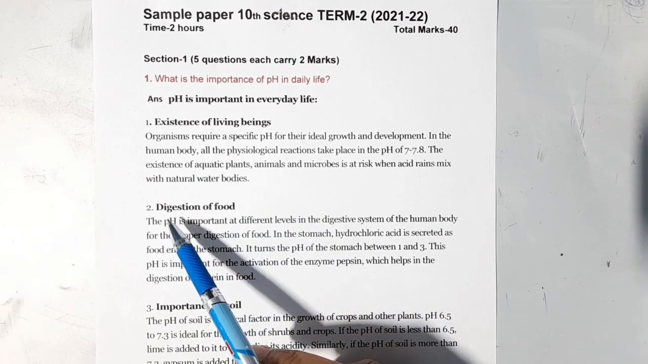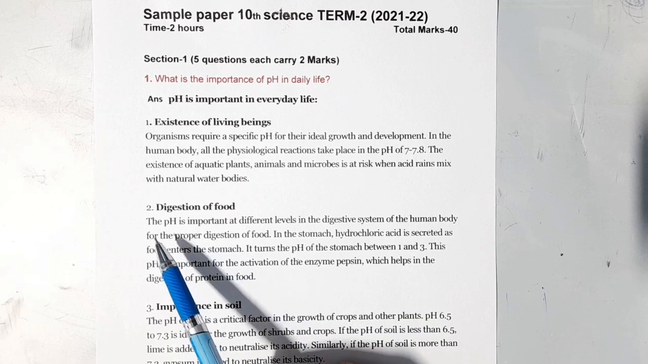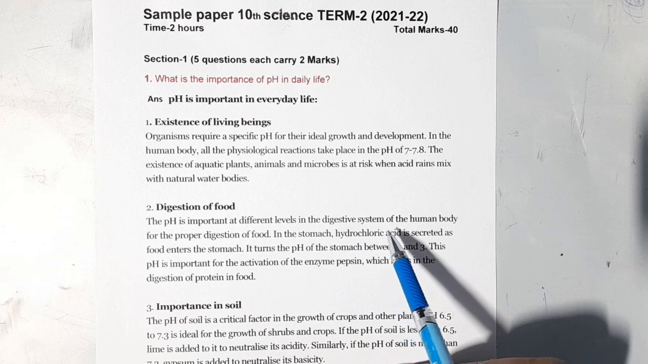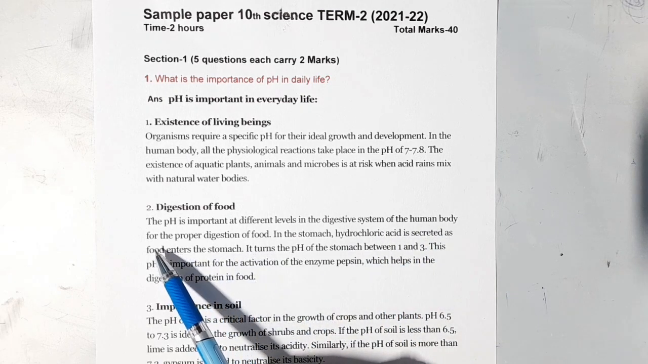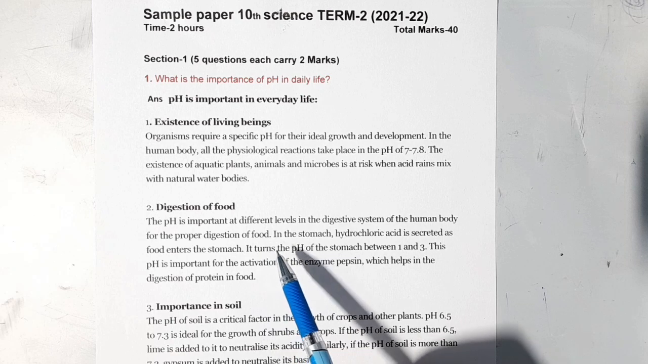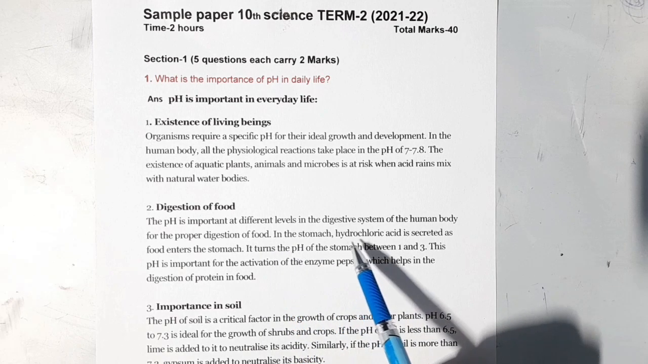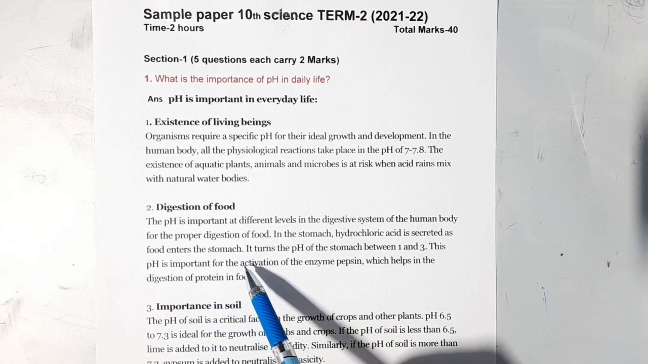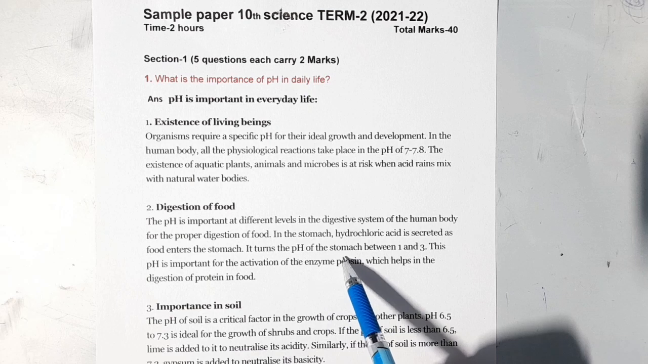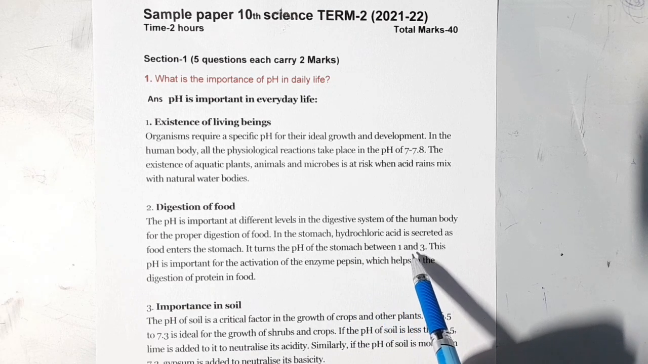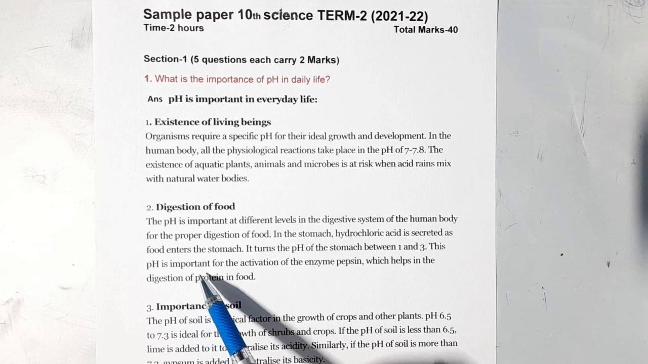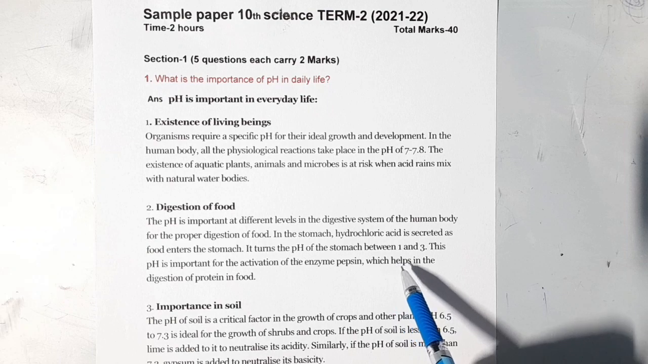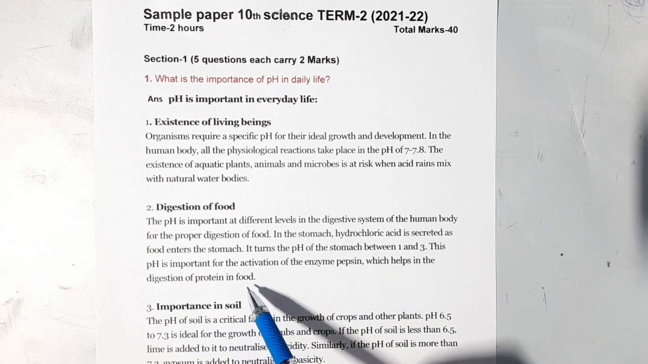Next is digestion of food. The pH is important at different levels in the digestive system of the human body for the proper digestion of food. In the stomach, hydrochloric acid is secreted as food enters the stomach. It turns the pH of the stomach between 1 and 3. This pH is important for the activation of the enzyme pepsin, which helps in the digestion of protein in food.